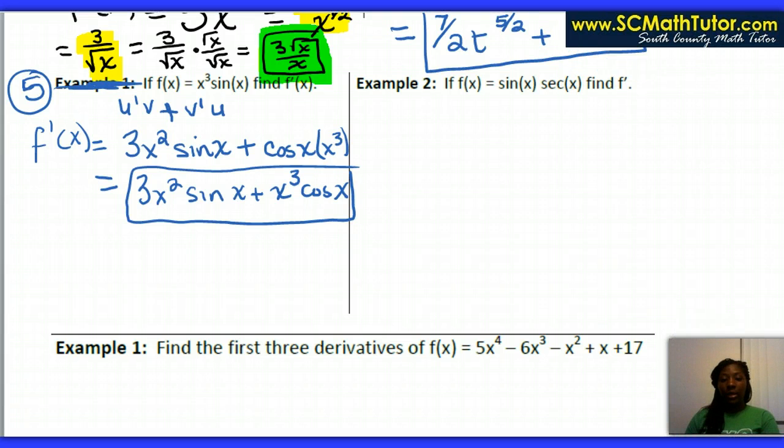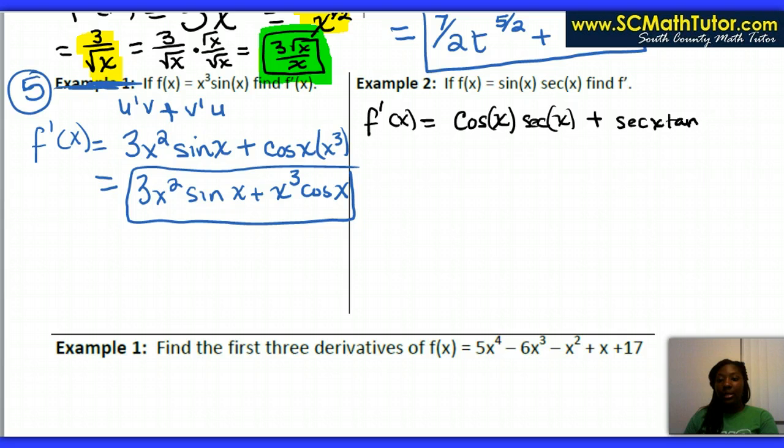So this next problem is going to be interesting, I can already tell. So let's go ahead and get started. Okay, f prime of x. So the derivative of the first function, sine of x, is cosine of x times v, secant x, plus the derivative of secant x, which is secant x tangent x, times u, so sine of x.